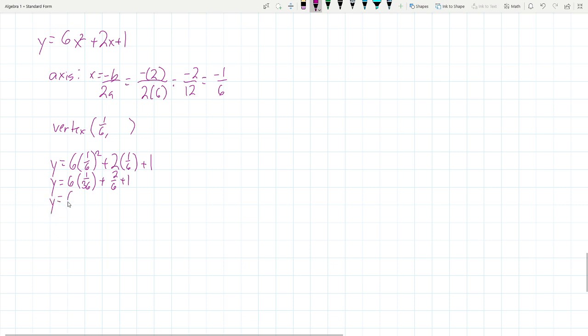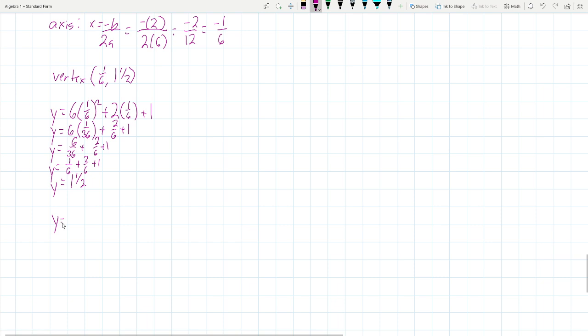So I get y equals 6 times 1 over 36 is 6 over 36 plus, I would reduce, but I know ahead right now that wouldn't be necessary, so I'm going to leave this as 2 over 6 plus 1. I'm going to reduce this one though, and it gives me 1 over 6 plus 2 over 6 plus 1. And so my y equals 1, and 3/6 is the same as 1/2. So 1 1/2. That's my vertex.